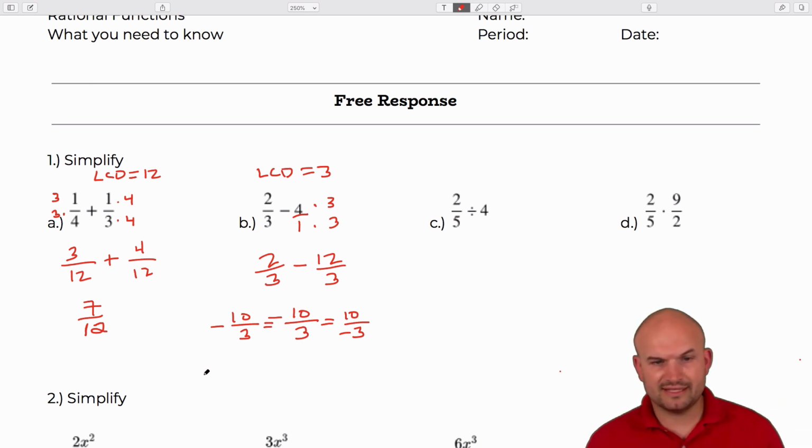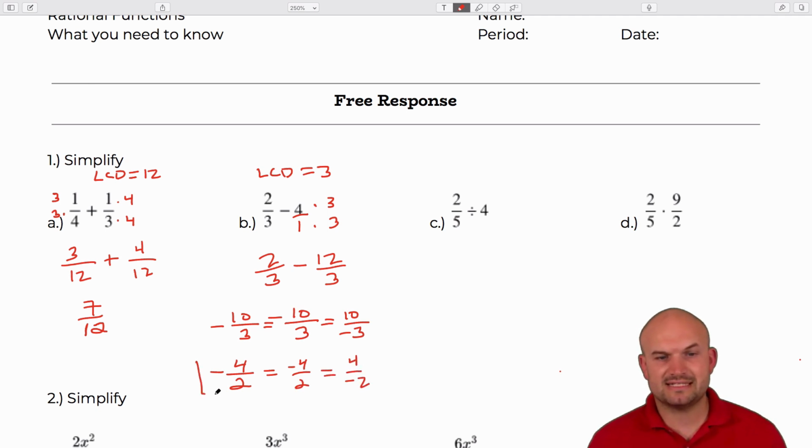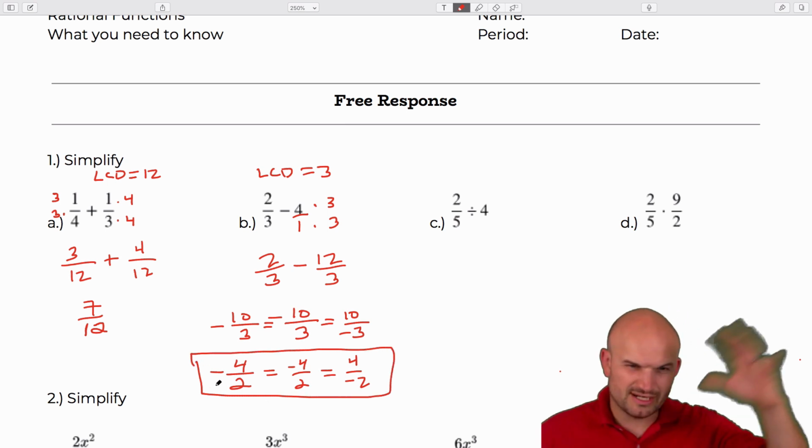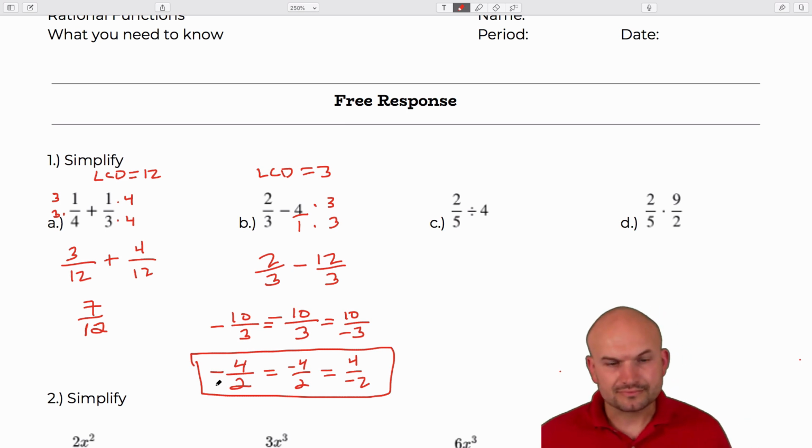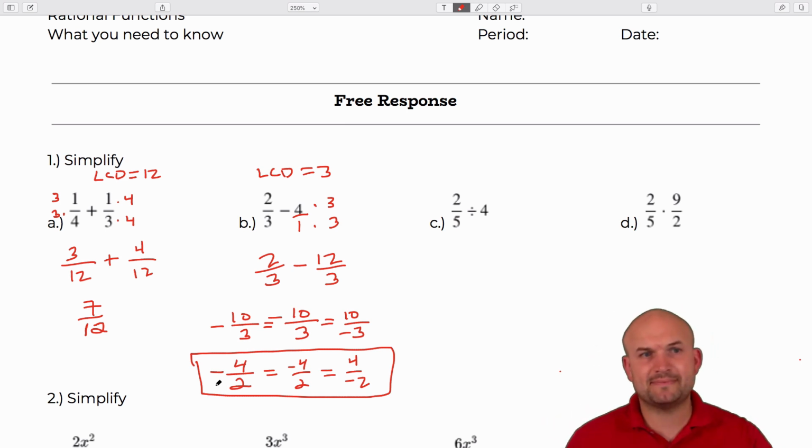And if you don't like the numbers I chose, then do 4 over 2. And you'll see if you do negative 4 over 2 or 4 over negative 2, you're going to get the exact same answer. So that is just a random example that I wanted to bring up because this happens a lot in this chapter, rational functions.